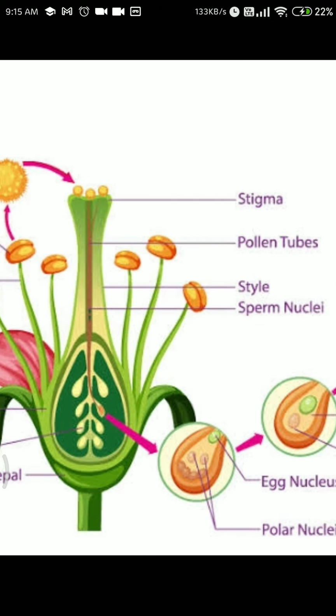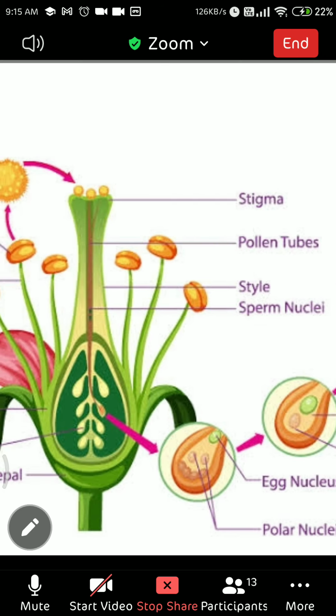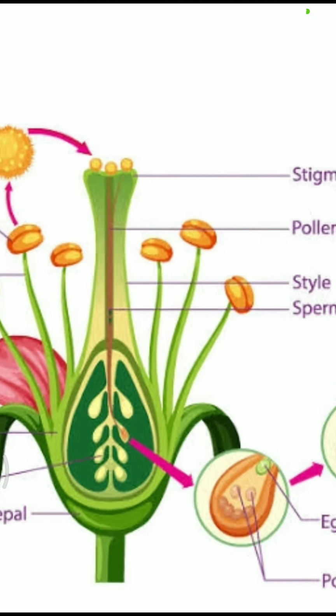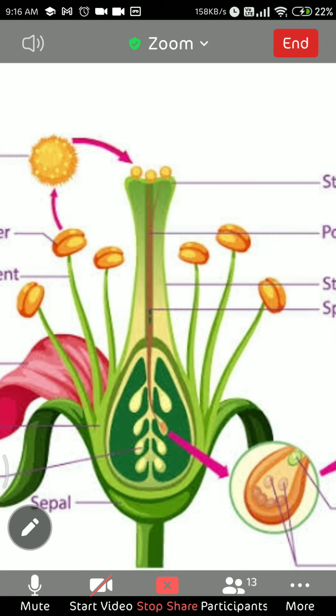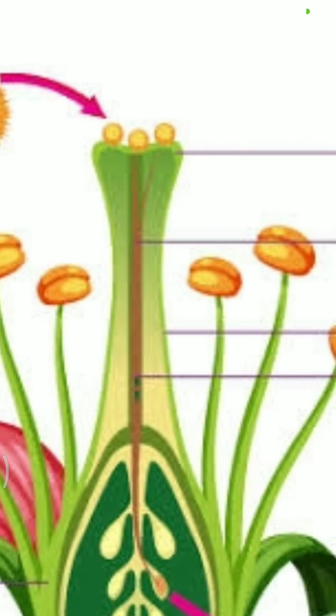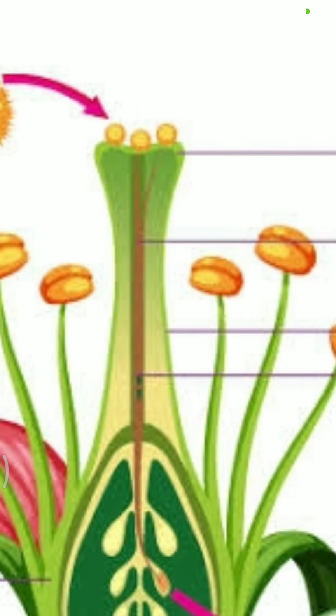Here, as I have shown you, this pollen grain and this pollen grain landed over the stigma, and then due to the sugary substance present on the stigma, they start producing the pollen tube. Here, inside the green, this brown tube-like structure is the pollen tube. Through it the male gametes pass from the stigma to the ovary, or you can say to the ovule.